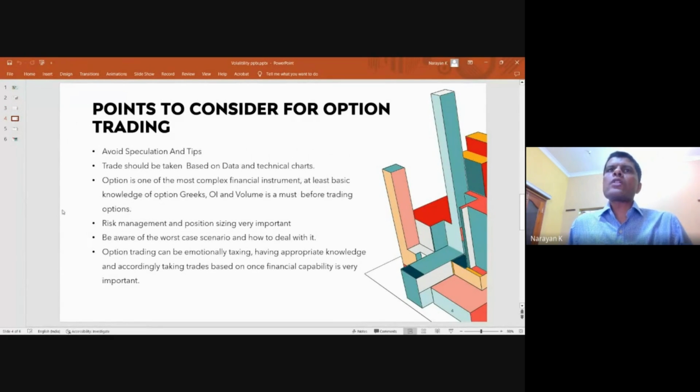Some of the points you should consider before deep diving into option trading: always avoid speculation and tips. Trades should be based on data and technical charts. Options are one of the most complex financial instruments, which is not fully understood. At least basic knowledge of the option Greeks, open interest and volume is a must before trading. Risk management and position sizing are extremely important. Be aware of the worst case scenario and how to deal with it. Option trading can be emotionally taxing. Having appropriate knowledge and taking trades according to one's financial capability is very important. Never overtrade.